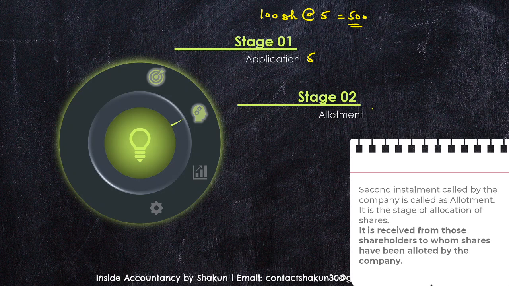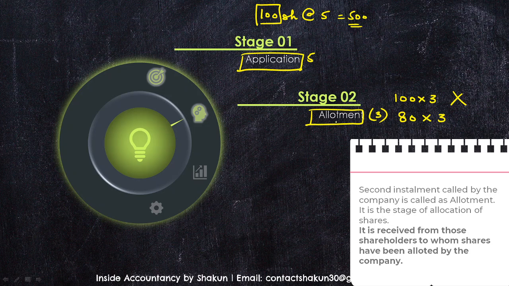So suppose the allotment rate is 3. I had asked for 100 shares. If 100 shares are allotted to me, then I will pay allotment money of 100 into 3, that is 300. Suppose 100 shares are not allotted to me, and out of 100 only 80 shares are allotted, then I will pay 80 into 3, and the extra money which I paid on application will be refunded back to me. So let's not go into those details. Simply, you should understand that application is the first stage, where the public applies for the shares. Allotment is the second stage where the company is actually allotting shares to the public.